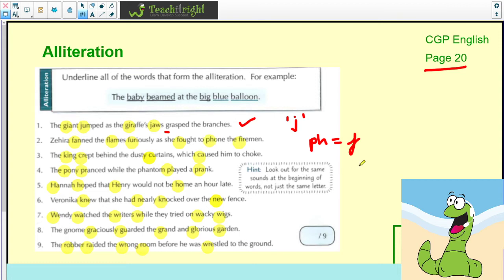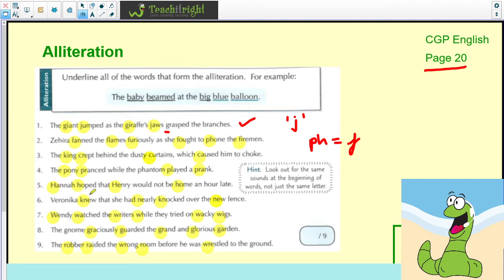So let's have a look at the next one. The king crept behind the dusty curtains, which caused him to choke. So on this one, the C sound is used to form the alliteration. King has a C sound at the beginning, so is part of the alliteration, but choke, because it's got a CH sound, that's not included. Number 4, pony prance played prank. We've got the P sound used to form the alliteration here. Phantom, though, is not part of the alliteration because it starts with a softer PH sound. So we haven't included that, but we have included pony, pranced, played and pranked.